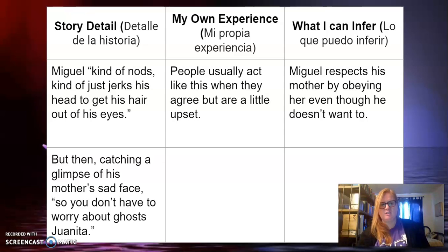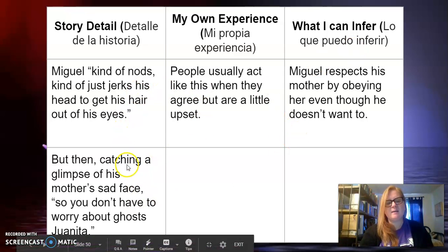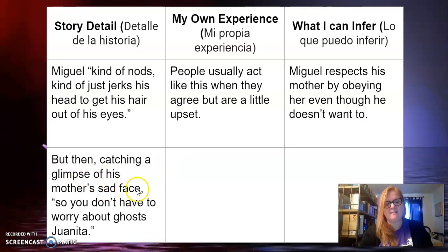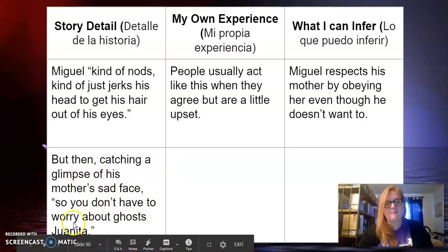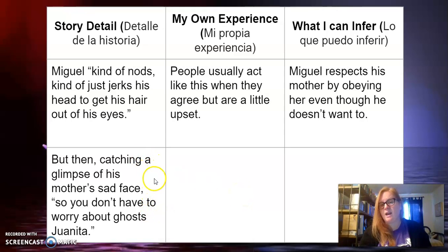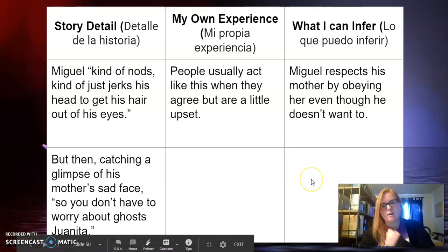And this is what you're going to put in the chart. The story detail that I'm thinking about is, "but then catching a glimpse of his mother's sad face, so you don't have to worry about ghosts, Juanita." Now, what's happening in your experience when something like this happens? What do you think, in your experience, what does this mean? Why did he say and switch this? Okay. What can I infer?